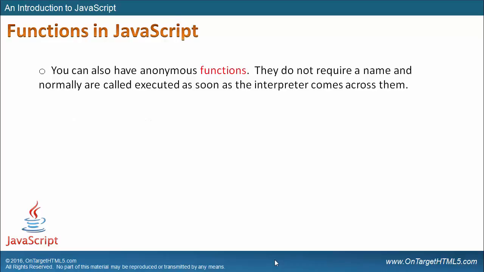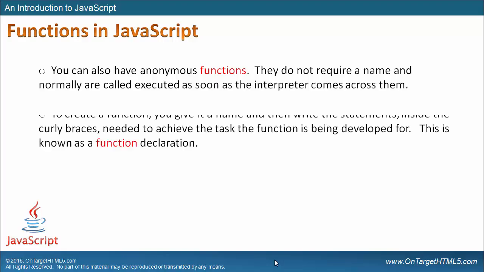You can also have what are called anonymous functions. They do not require a name and normally are called or executed as soon as the interpreter comes across them in the code. Occasionally you'll see those types of functions in an application that needs to perform a bunch of tasks as it's loading or right after it loads. You'll see the application load, and then upon completion of the load it will run through a couple of grouped functions to perform tasks to set itself up for the proper operation of the application.